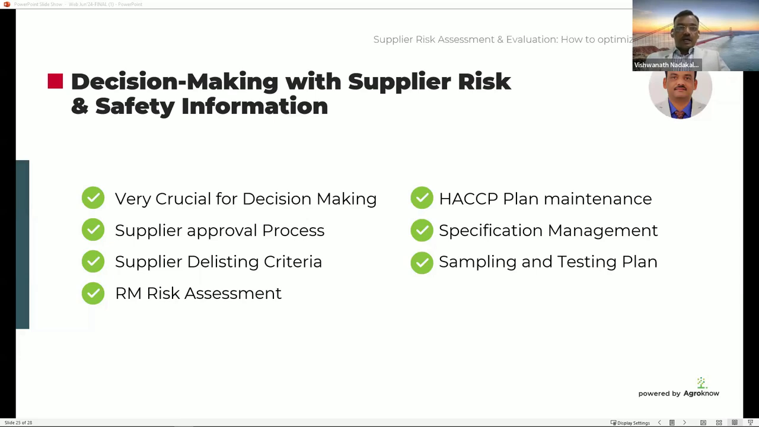So that on a frequent basis, you're going to have sampling and testing and verifying the incoming supplies. And that will be basic information for your supplier performance monitoring as well as incoming supply monitoring.